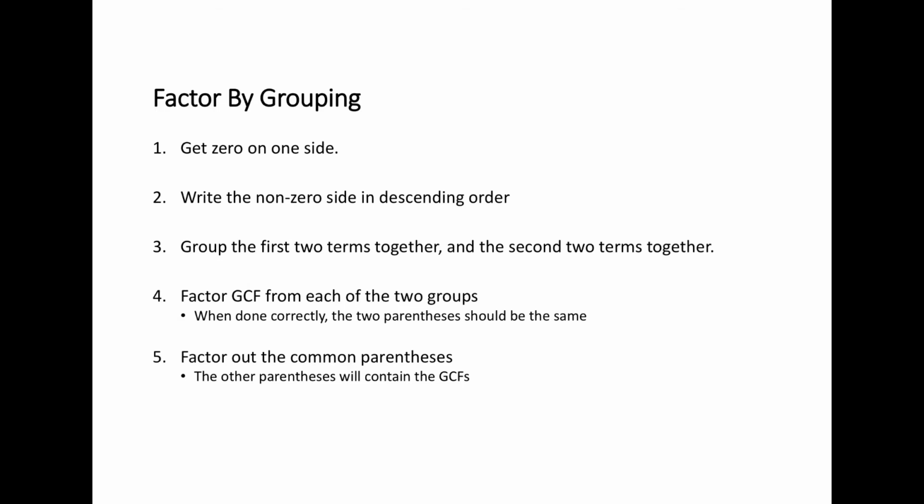Factor by grouping is a step in our AC method of factoring. You must have 0 on one side. Write the non-zero side in descending order. Group the first 2 terms together and then the second 2 terms together. Factor the greatest common factor from each of the 2 groups.